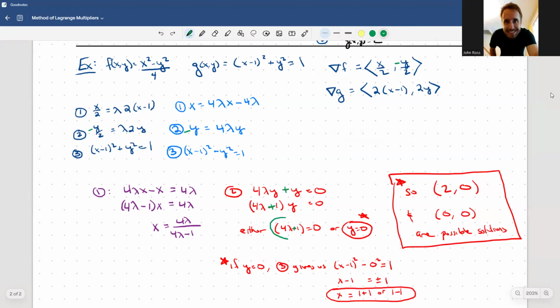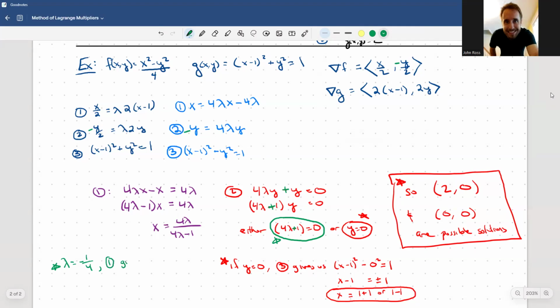So now we want to look and see what would happen if 4 lambda plus 1 equals 0. In this circumstance, that means that lambda is equal to negative 1/4. That's just taking that equation and solving for lambda. So if lambda equals negative 1/4, then equation 1, going back there, can be further simplified.